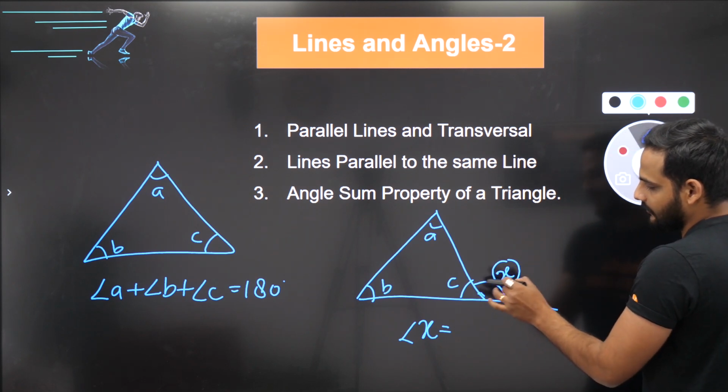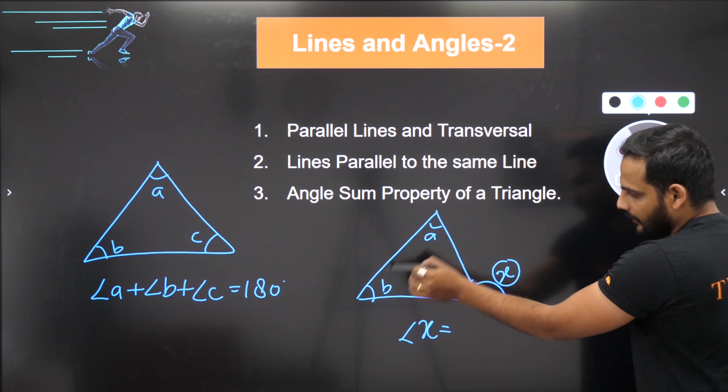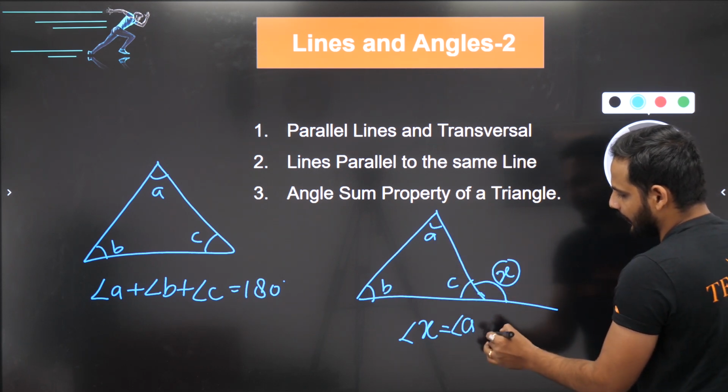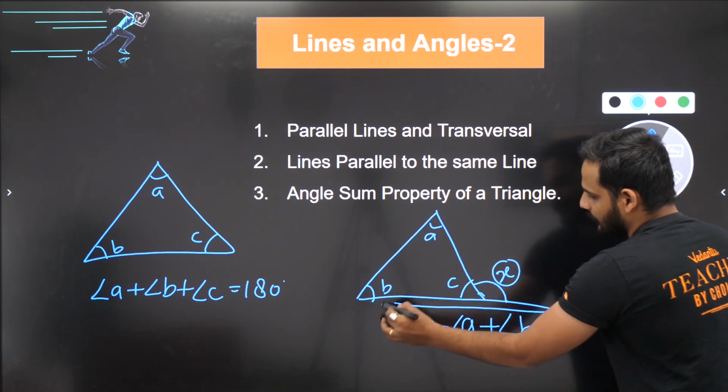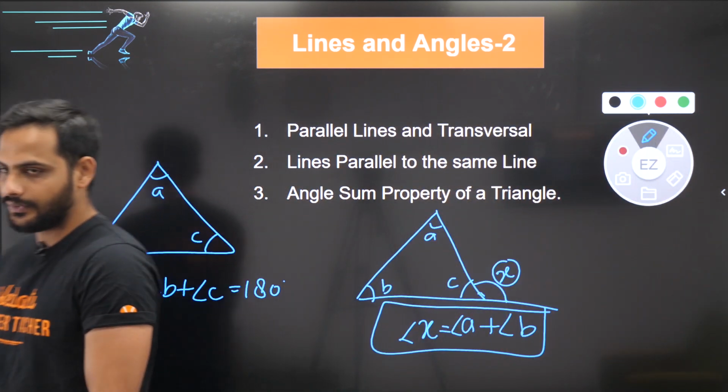See, this X is attached with C. So other than C, what are the two interior angles? A and B. So angle X will be equal to angle A plus angle B. This is called your exterior angle theorem. The proofs of these theorems are also very easy.